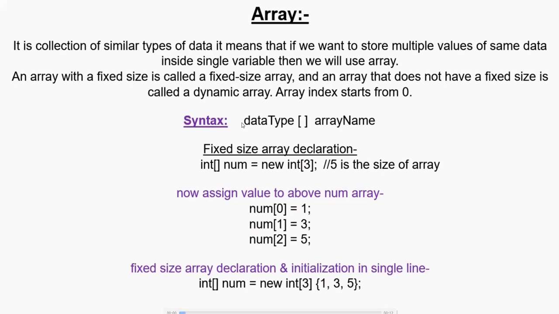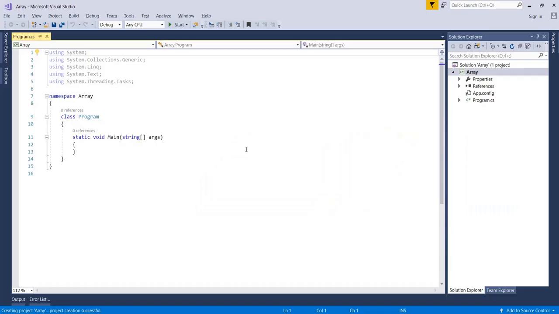So today we will learn what an array is. An array is a collection of similar types of data. It means that if we want to store multiple values of the same data inside a single variable, then we will use an array. So let's move to Visual Studio.